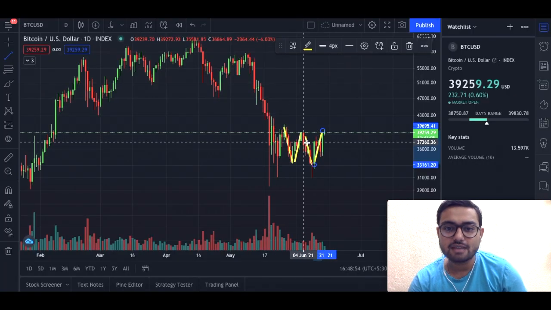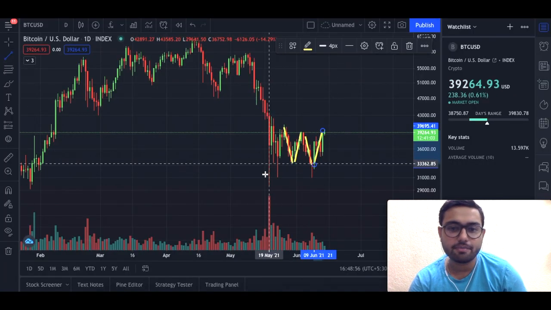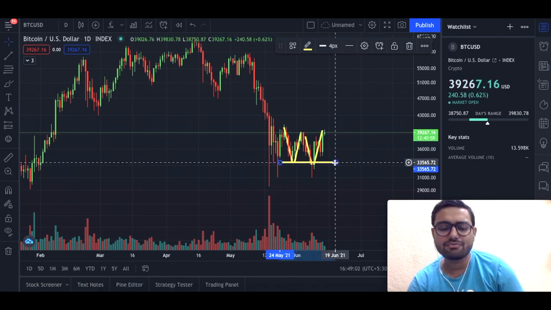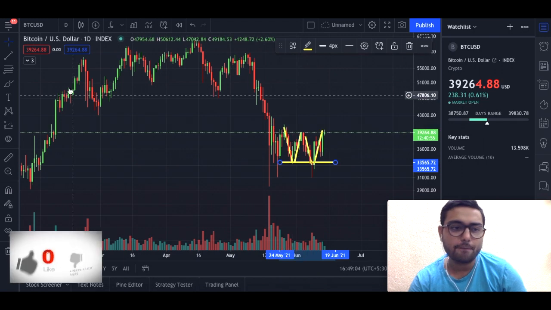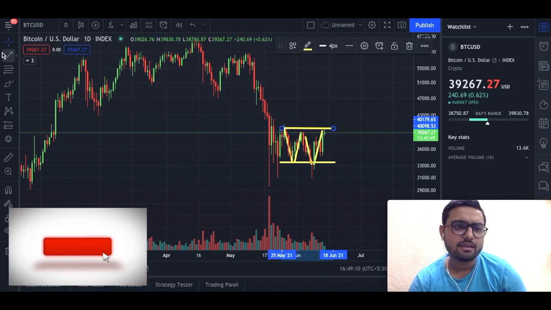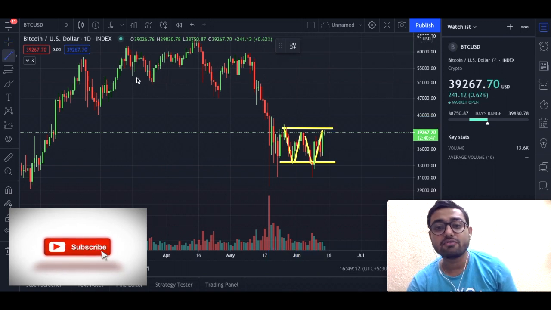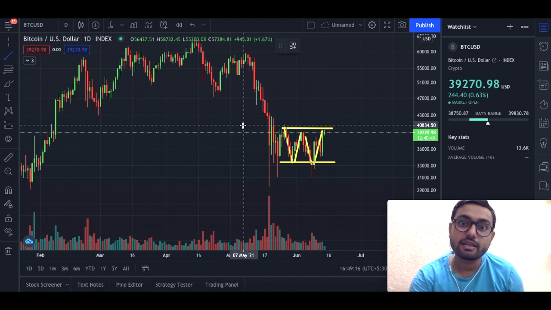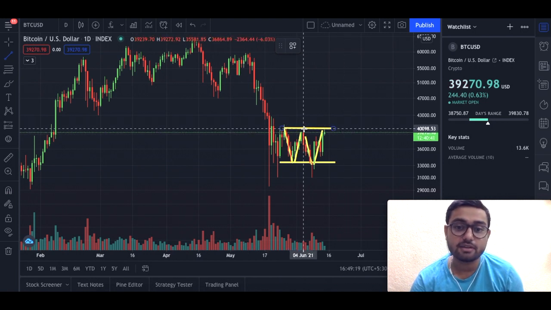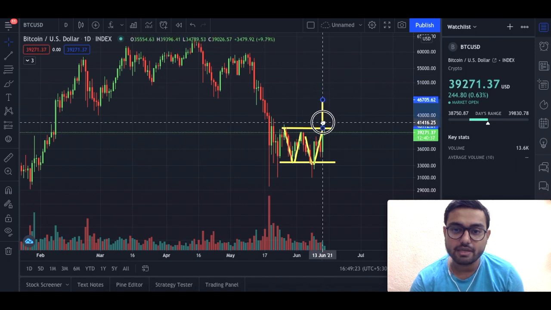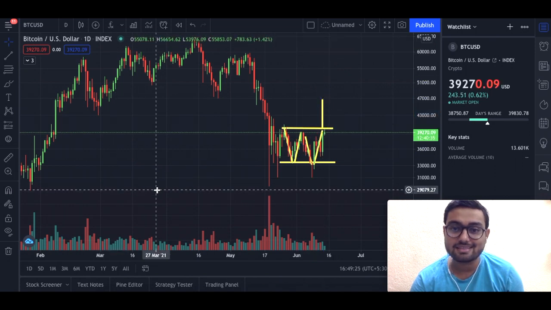Coming back to this double bottom pattern, our baseline is somewhere around 33,550 and our top would be somewhere around $40,000 if I'm not mistaken. If we are to confirm this breakout, if we have to move ahead, this is a very bullish pattern. By the way, a double bottom pattern is a bullish pattern. So if we tend to break out, our target could very well be at around $46,000.